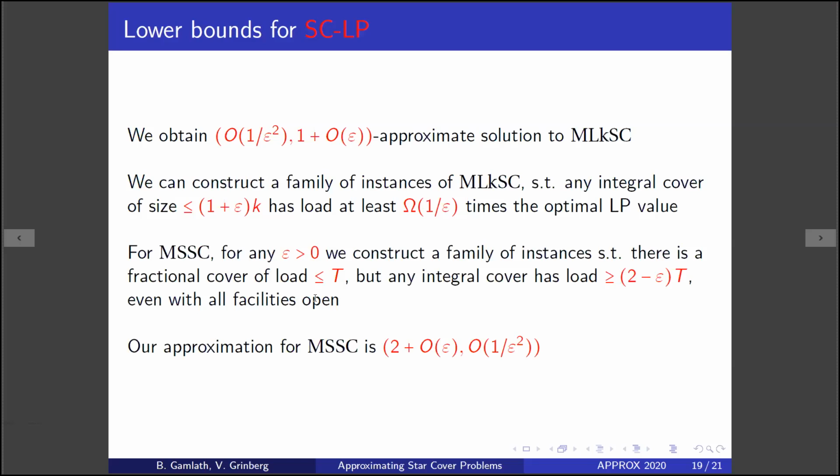Similar issues arise with the minimum size star cover problem. We construct a family of instances such that there is a fractional cover of load at most t, but any integral cover has load at least (2−ε) times t, even if we allow all facilities to be open. This suggests that the approximation factor for maximum load we obtain in the MSSC algorithm is close to the best possible if we try to use the same LP.